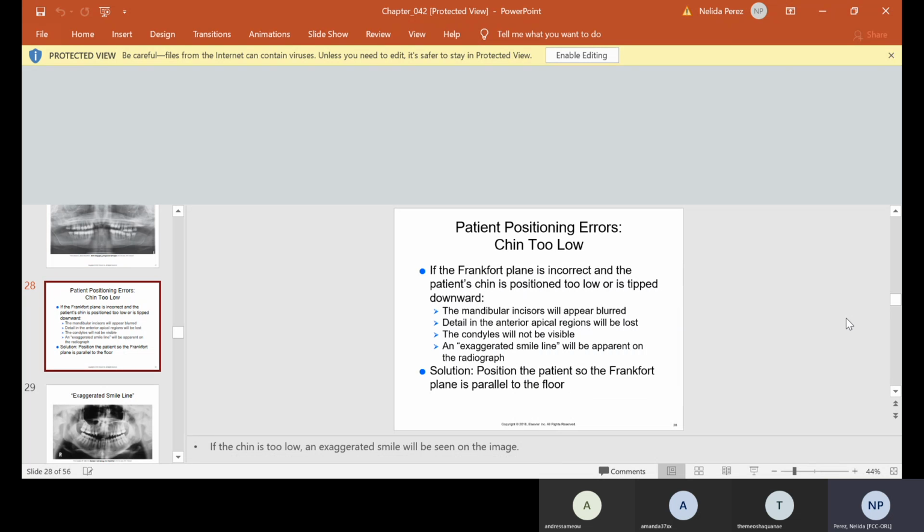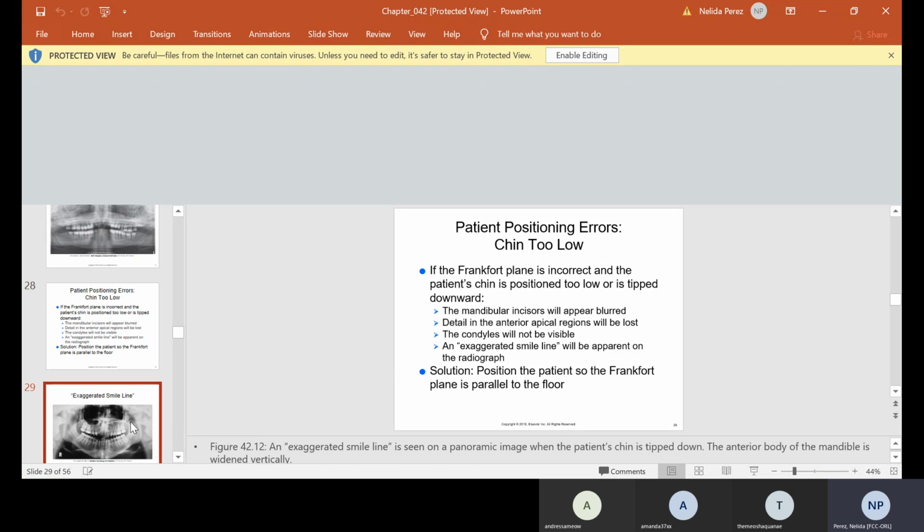Now, if the chin is too low, then that means, again, the Frankfurt plane is incorrect and the patient's chin is positioned too low or is tipped downward. The mandibular incisors will appear blurred. Detail in the anterior apical regions will be lost. The condyles will not be visible. An exaggerated smile line will be apparent on the radiograph. And again, the solution is to position the patient so the Frankfurt plane is parallel to the floor.